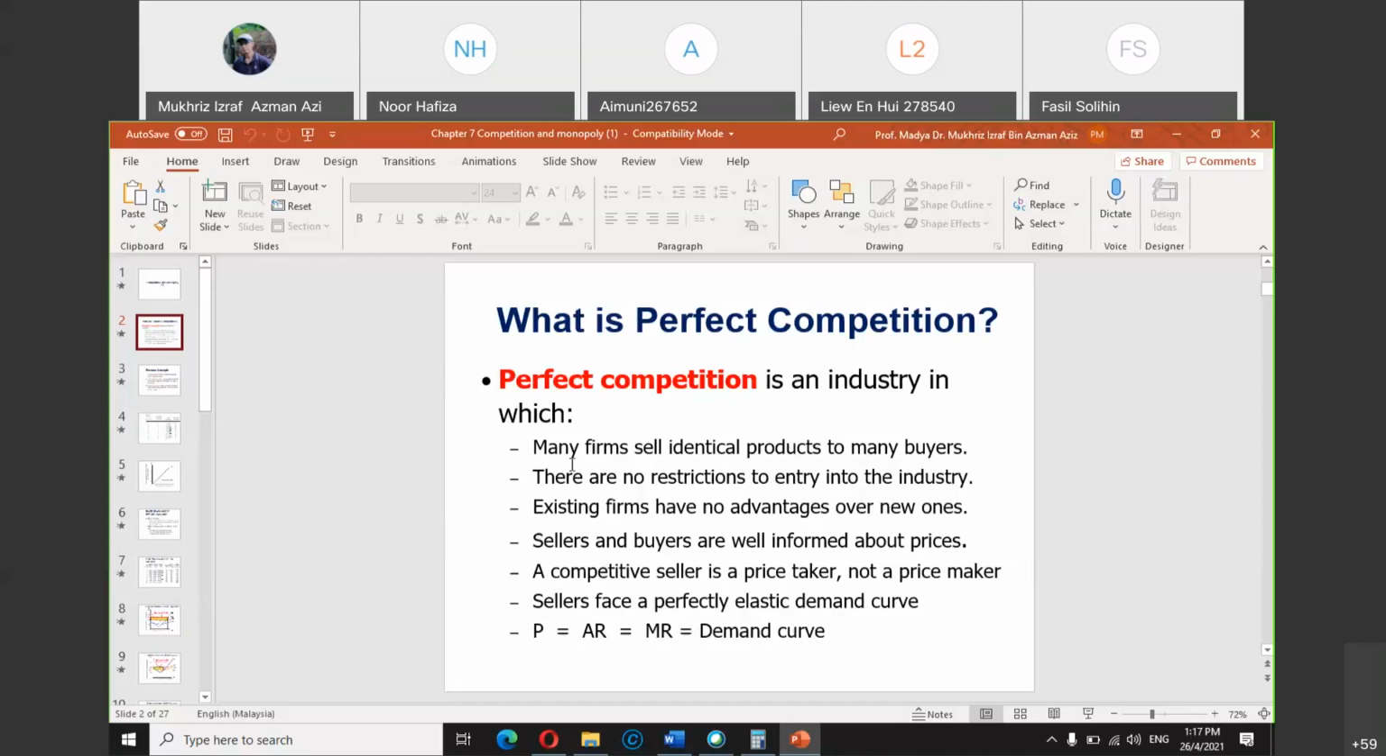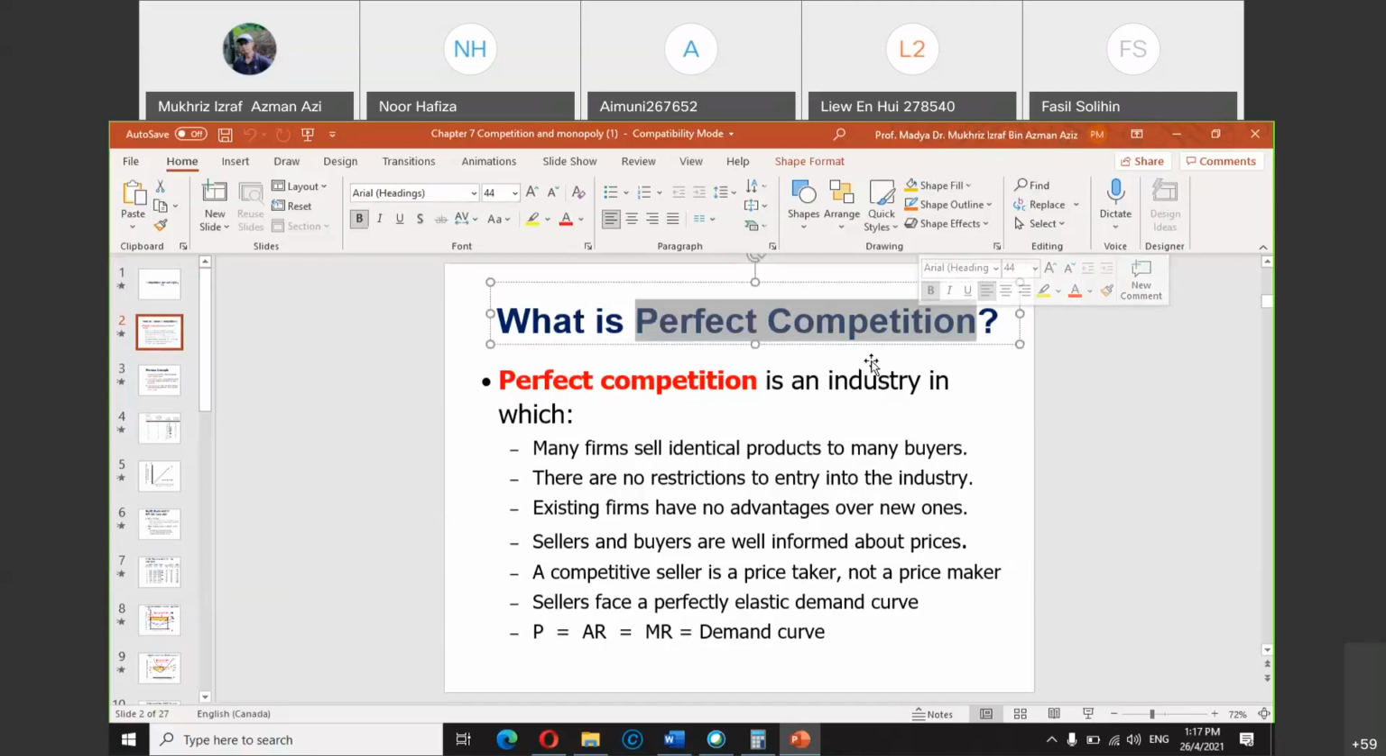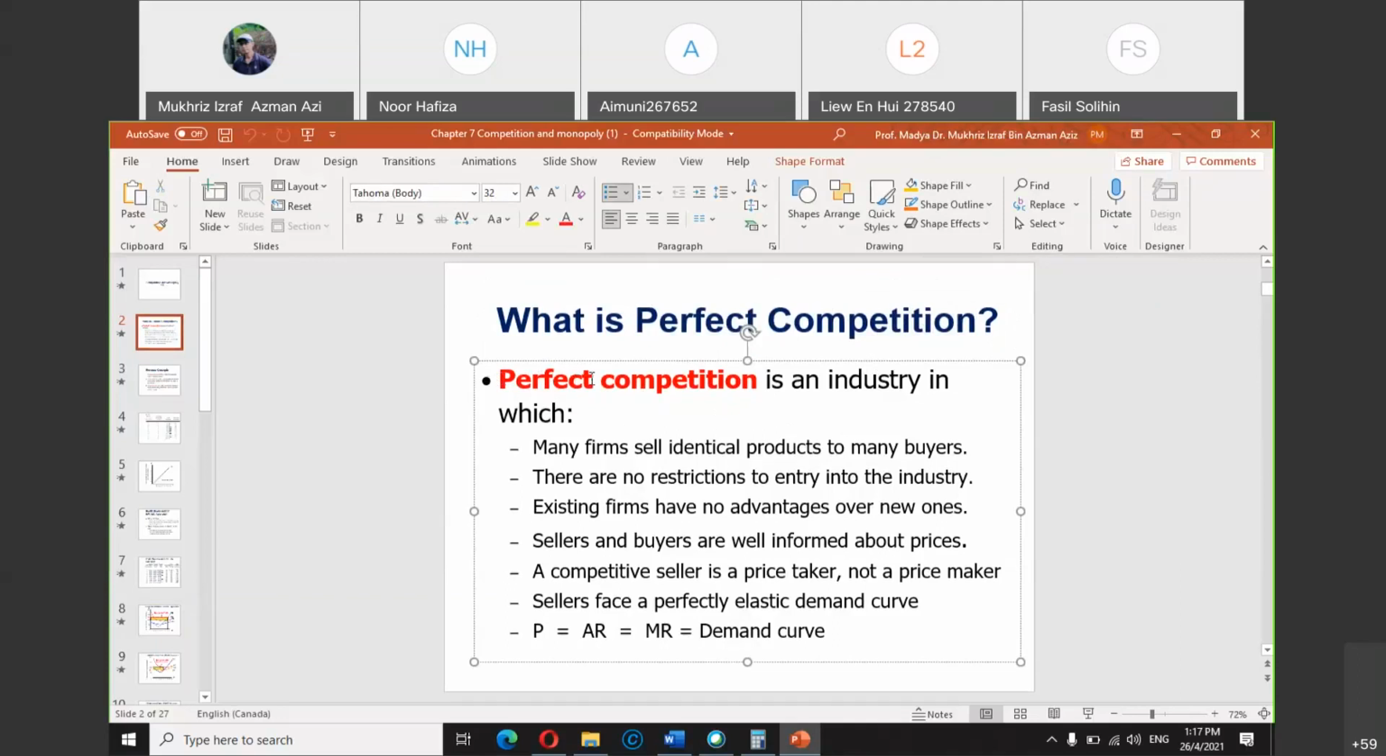Okay, so the first one in your syllabus that you need to learn is what we call perfect competition, or a perfectly competitive market. The word perfect means absolute, complete. The word competition is where companies compete against each other for a small piece of the market share. So what is a perfect competition market? It is a market where there are many companies or firms selling similar products. So this is the first characteristic: selling similar products to many buyers.